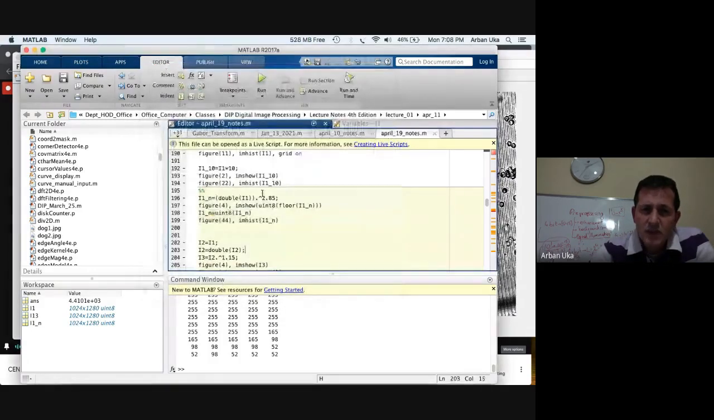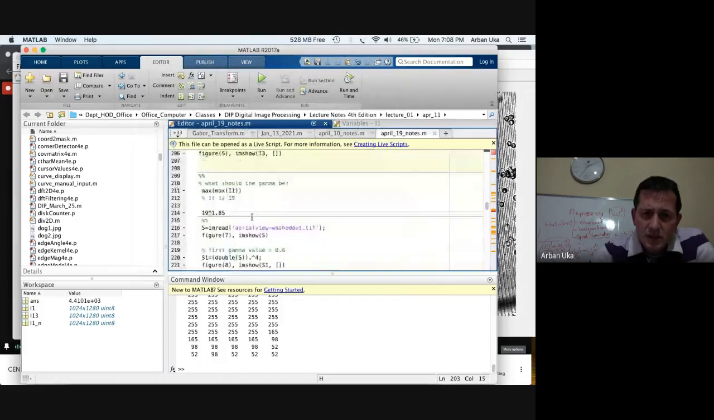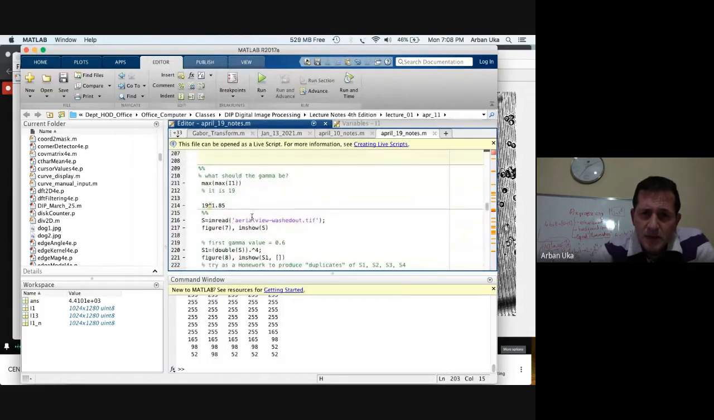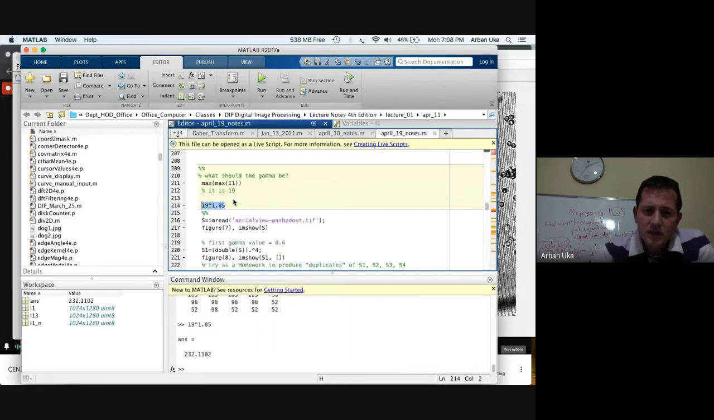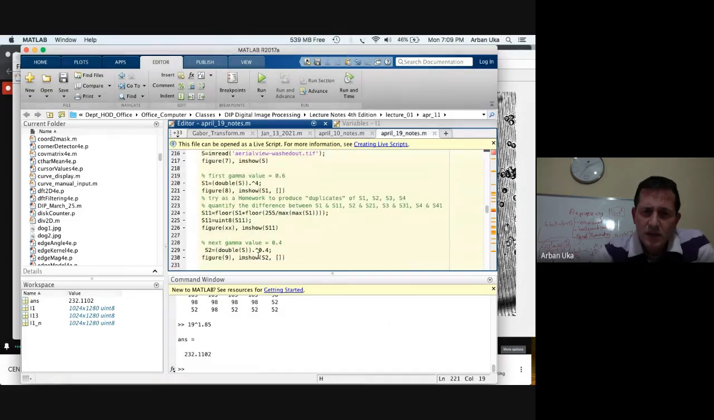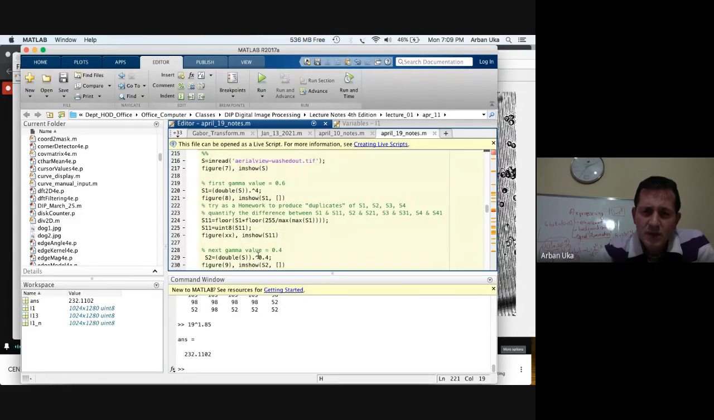Okay, so this was the gamma transformation. Actually, in order to find the gamma, we found that the maximum pixel intensity was 19. So 19 to the power 1.85, we get a value of 232. This is less than 255. And we can work out together, or I believe you have this function, and you can experiment with it.